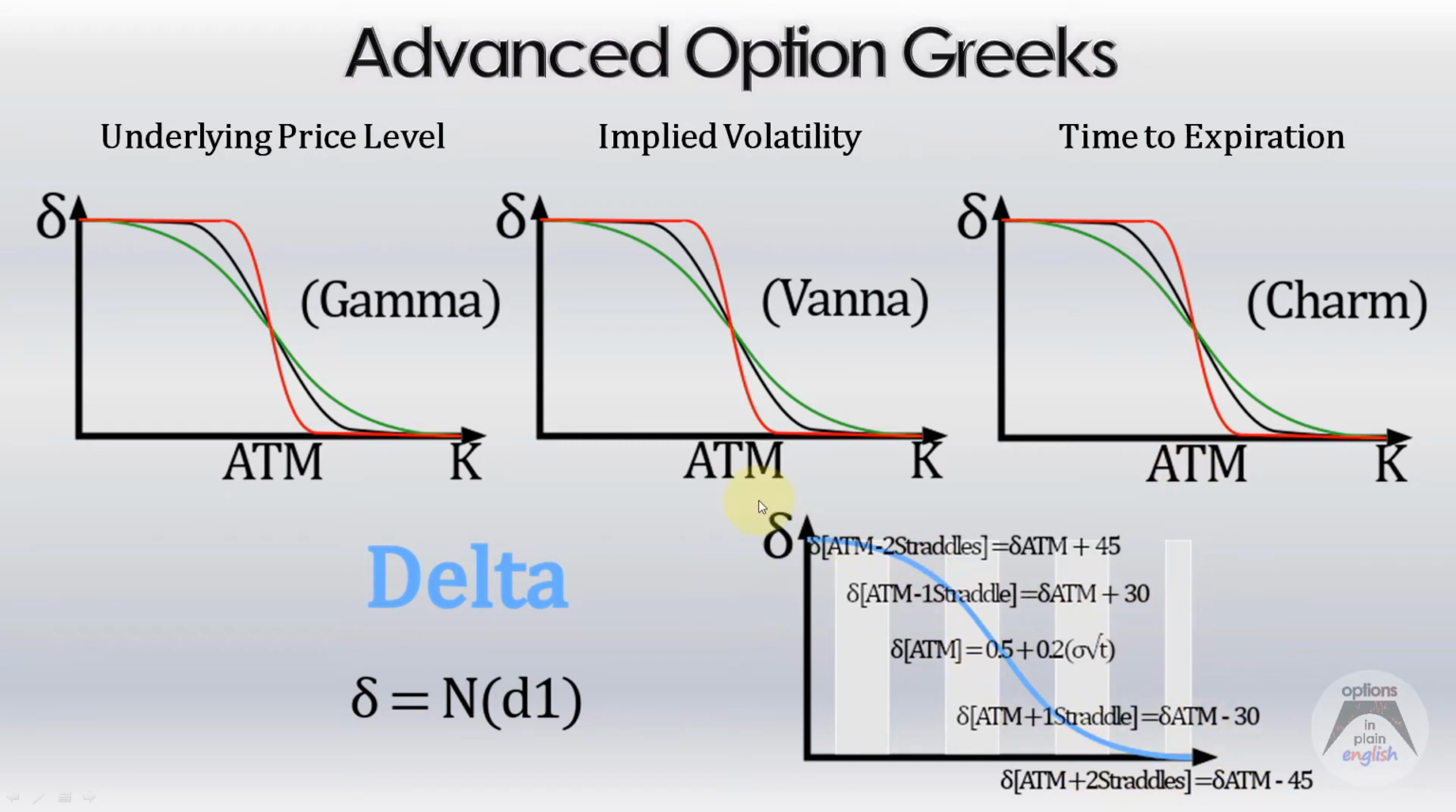If we're not changing anything, if you're just looking at the delta of the at-the-money call, for example, and then you move by one straddle, you can take this delta and add 30 deltas, and you're going to get an approximation for this value of delta. And if you move by two straddles, you're going to have the same delta of the at-the-money plus 45. If you move out of the money by one straddle, you just subtract 30 deltas. And if you move by two straddles, you subtract 45 deltas.